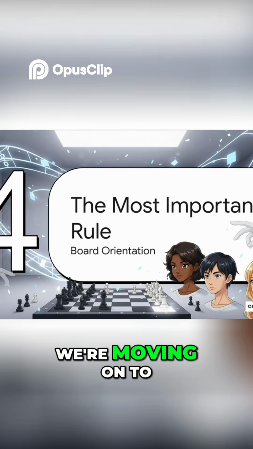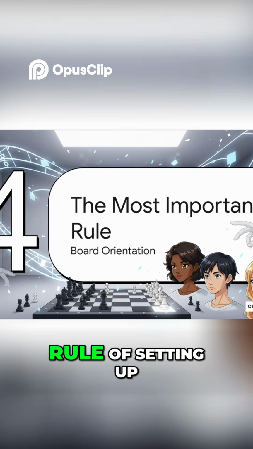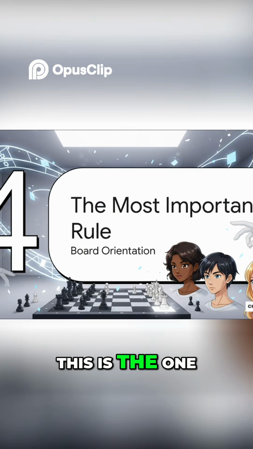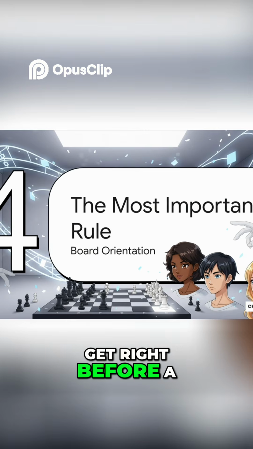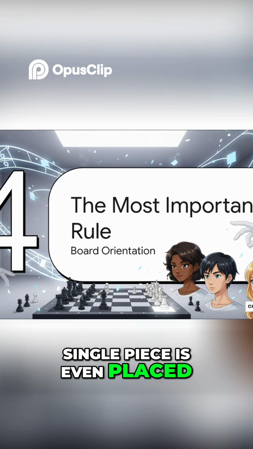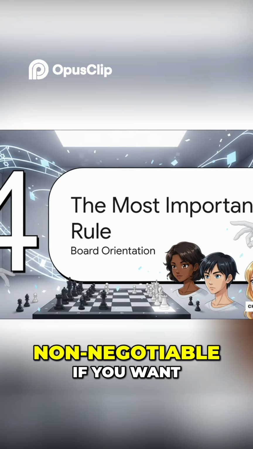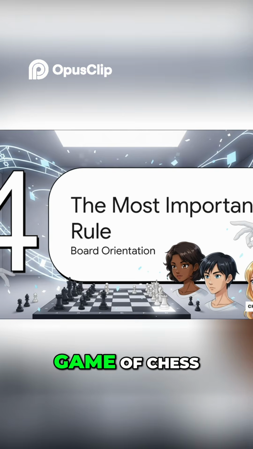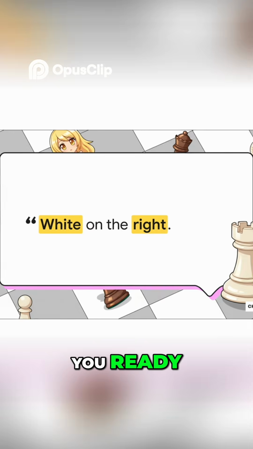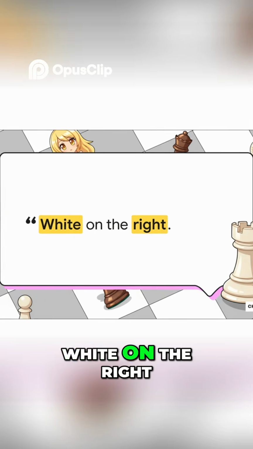All right, we're moving on to probably the most important rule of setting up the board. This is the one thing you have to get right before a single piece is even placed. It's a super simple little phrase to remember, but it is absolutely non-negotiable if you want to play a real game of chess. Okay, you ready? The phrase you need to burn into your brain is this: white on the right.